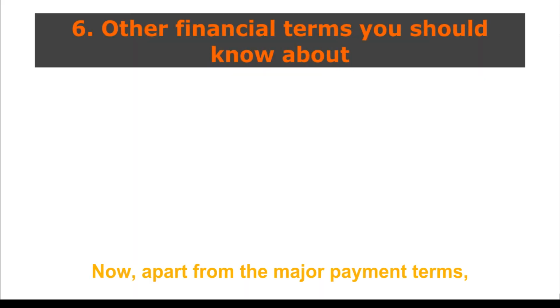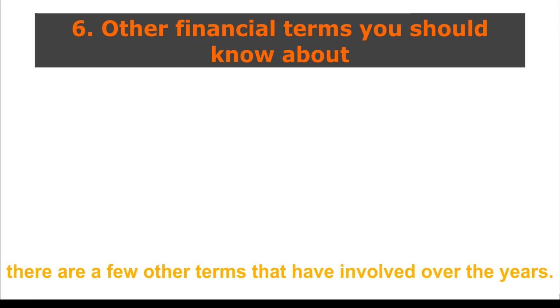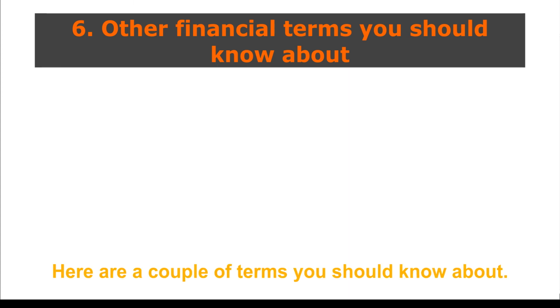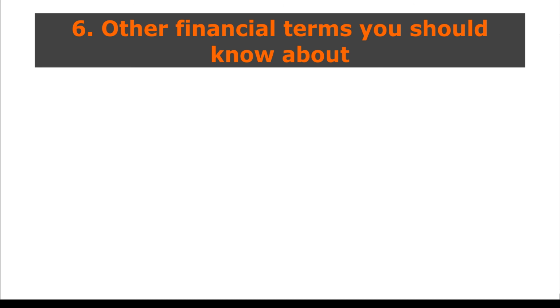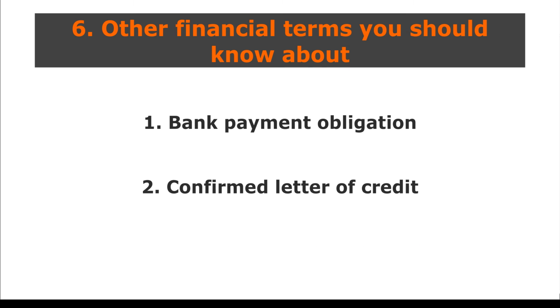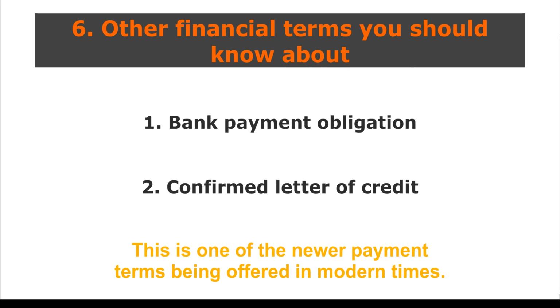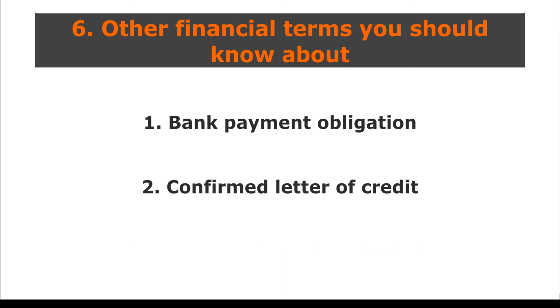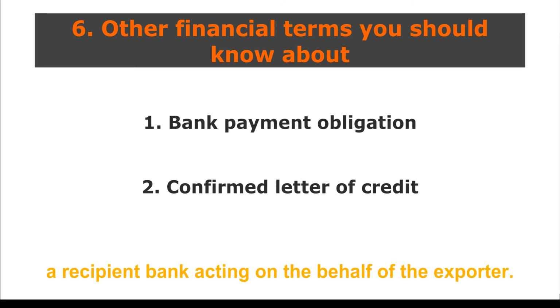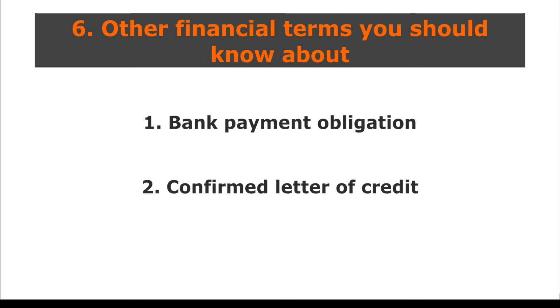Okay, now apart from the major payment terms, there are a few other terms that have evolved over the years, and here are a couple of terms you should know about. The first one is bank payment obligation. This is one of the newer payment terms being offered in modern times. The process involves two banks, an obligor bank that acts on behalf of the importer, and a recipient bank acting on behalf of the exporter.